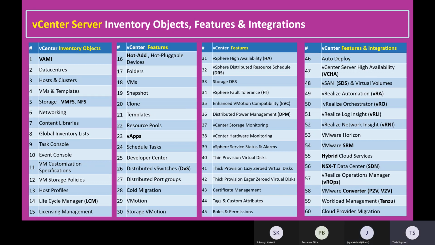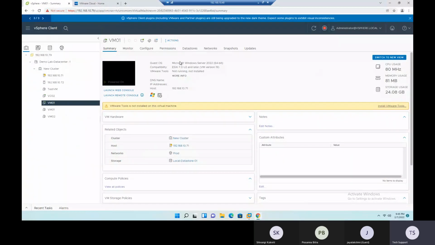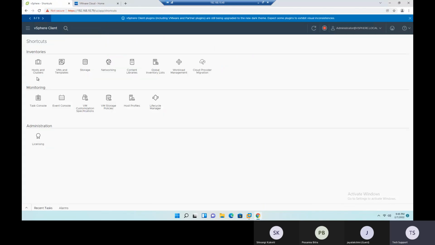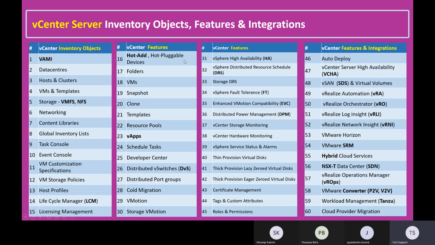Very good. And even in the vCenter inventory objects, just now we observed the vCenter inventory objects. These inventory objects I just collected from our vCenter console. And if I select home, go to the shortcuts, we can see hosts and clusters, VMs and templates. These are all features I just segregated here. So we are going to discuss one by one.